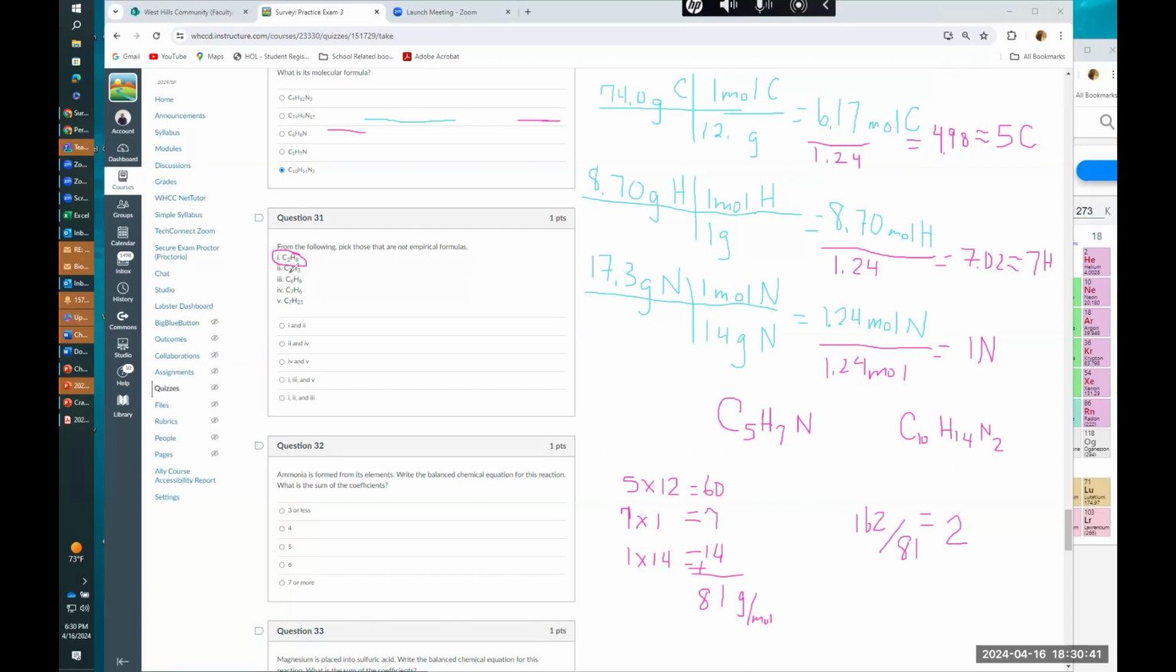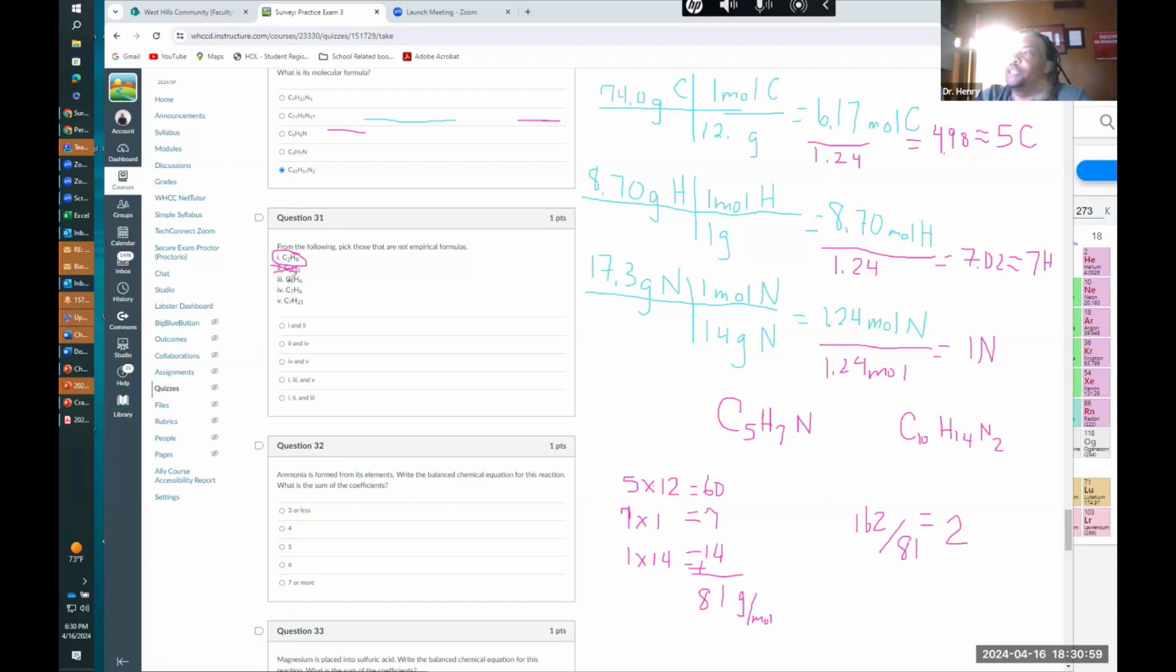There's 2 and 3. I know, that's why I'm confused. The 2, I want to say yes, but the 3... Can you divide 3 by 2 and get a whole number? No. So then no, we can't. That's an empirical formula, right? So that one would be an empirical formula.